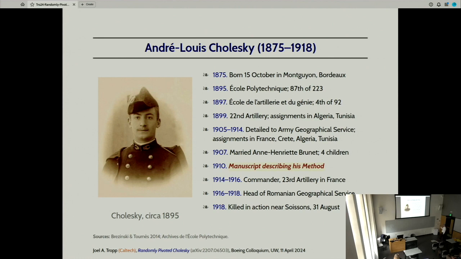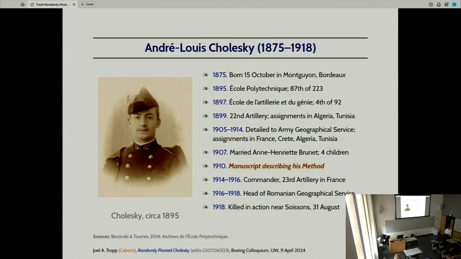He was born in Bordeaux in 1875. In 1895, he entered the École Polytechnique, 87th in a class of 223. He studied mathematics with Camille Jordan and physics with Henri Becquerel. So he had some good teachers. In 1897, he entered the School of Artillery and Engineering, very near the top of his class. He was appointed lieutenant in 1899 and entered the 22nd Artillery, where he was sent to Algeria and Tunisia to become a surveyor.